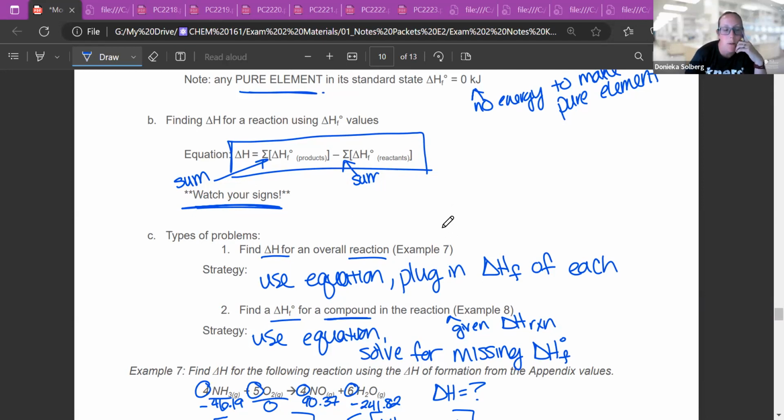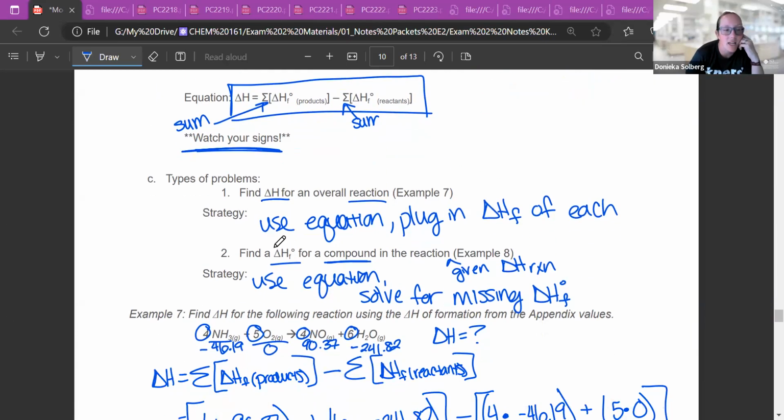It's kind of difficult, but this is actually really simple: add these, minus add these, that's it. There's a couple types of problems I can give you. First of all, I could ask you to calculate the delta H for an overall reaction if I give you all of the individual delta H formations. Really easy. Plug those in, sum minus sum, done.